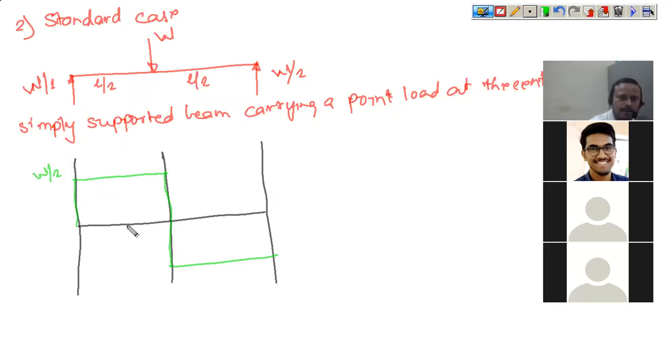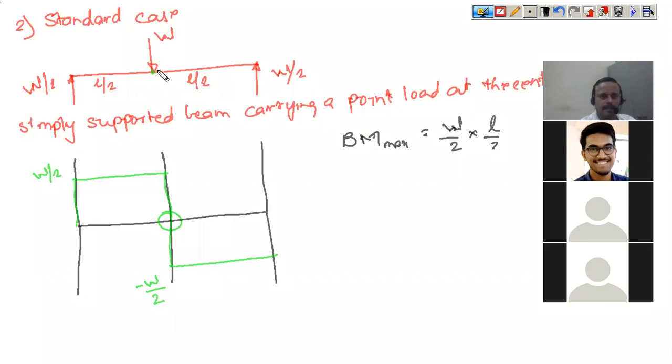This value is W by 2. This value is minus W by 2. So the shear force diagram changes sign here. Then bending moment is maximum here. So we need to find out the maximum bending moment. So bending moment max at this point will be W by 2 into L by 2.